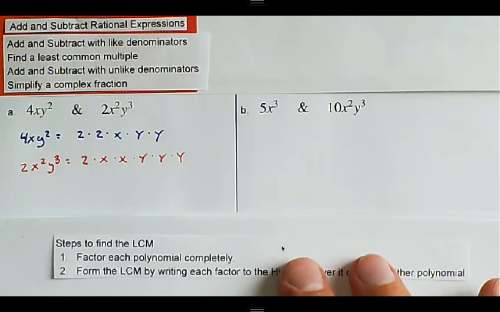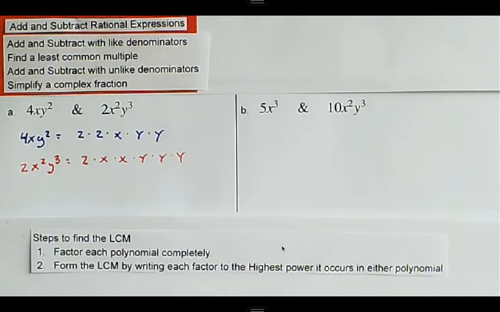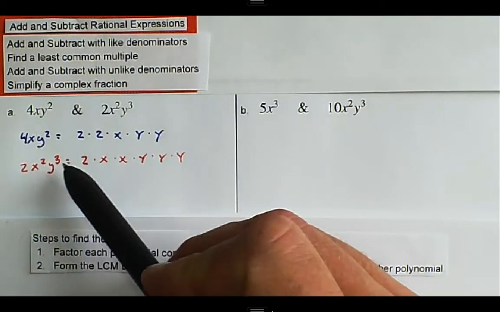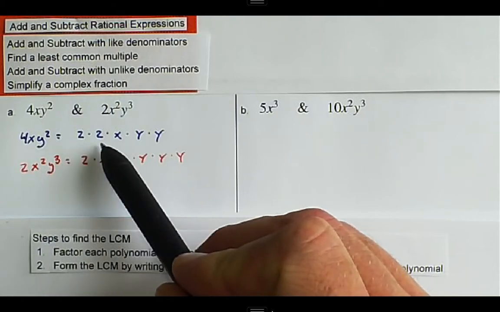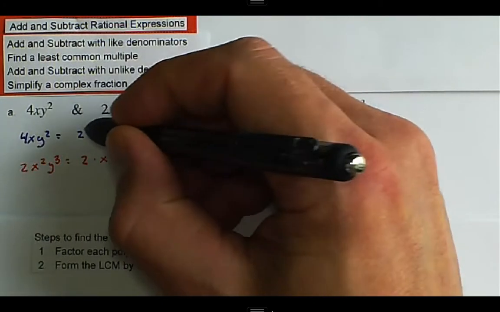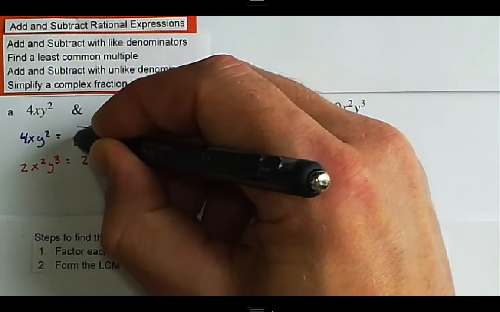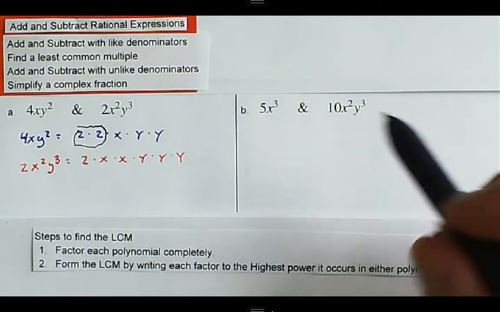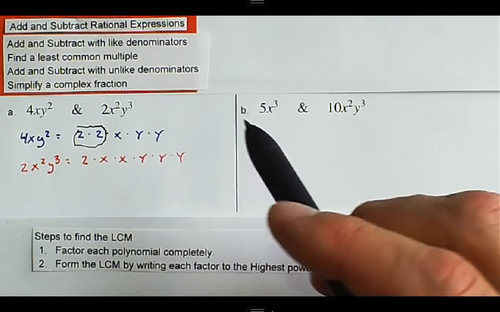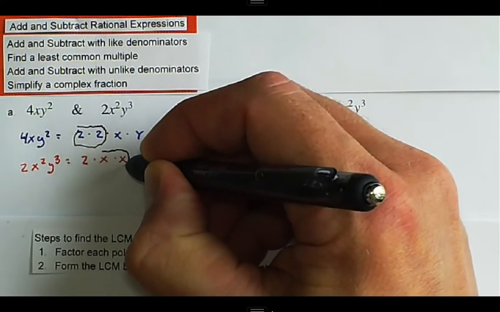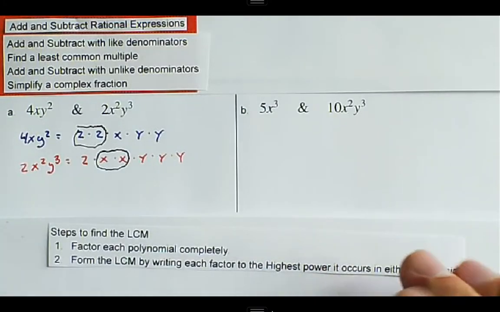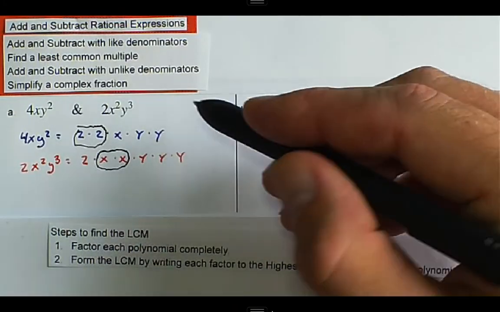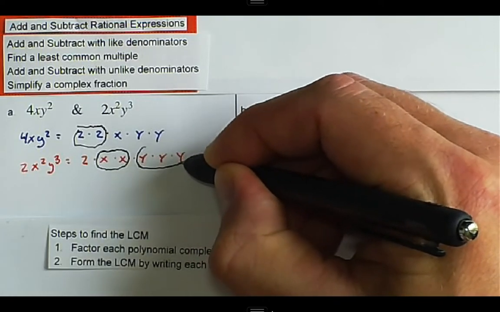So when we want to form the least common multiple, we need to find the highest power of each. If we look at the two numbers, we have 2 squared and we have 2 to the first power. So the highest one is 2 squared. If we look at the next variable, we have x to the first, we have x squared. So x squared is the highest. And then we have y cubed or y squared. So y cubed is the highest.